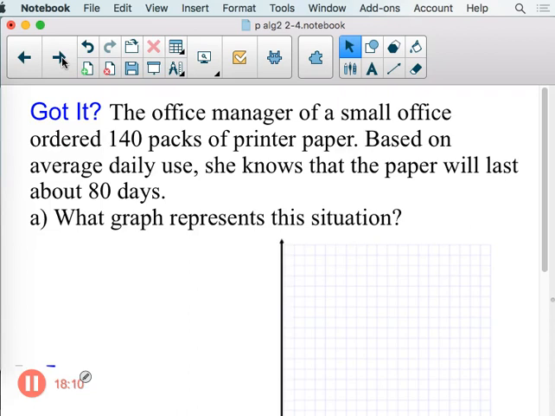The office manager of a small office ordered 140 packs of printer paper. Based on average daily use, she knows that the paper will last about 80 days. What graph represents the situation? Okay, that's going too far already.